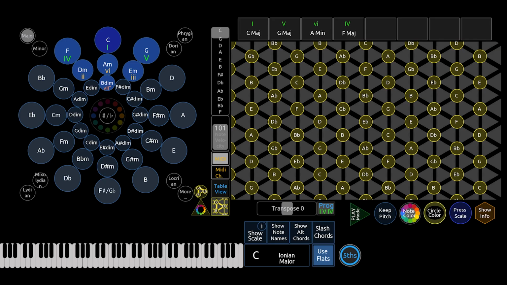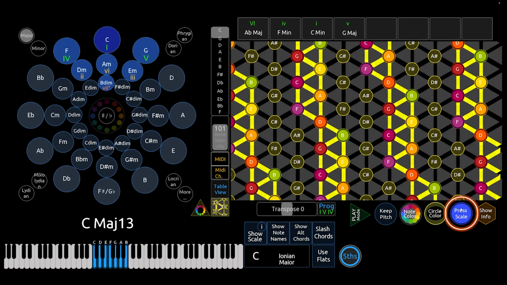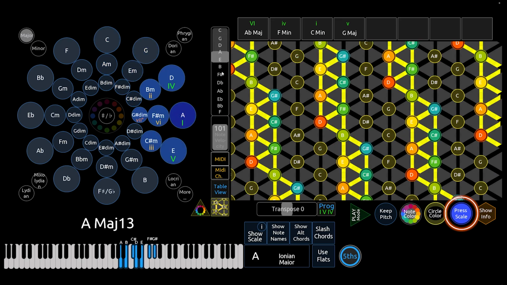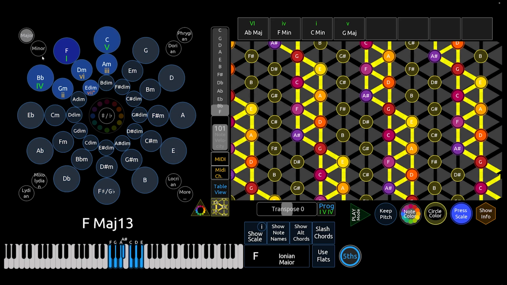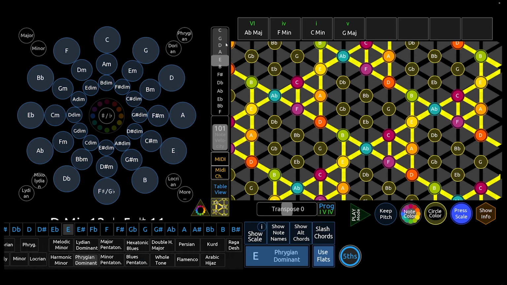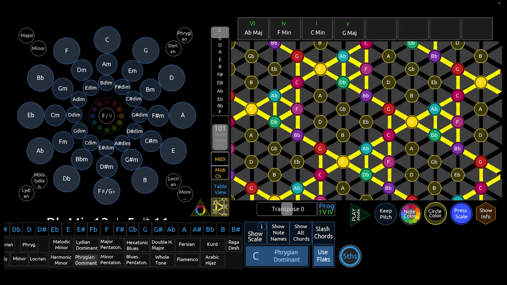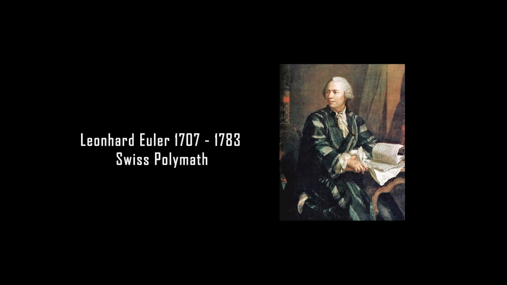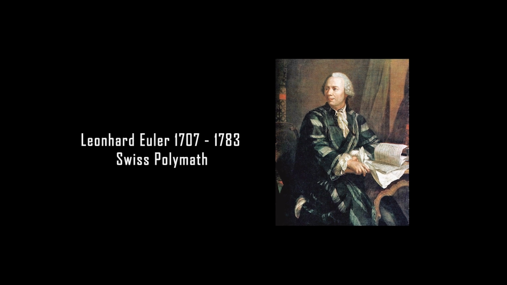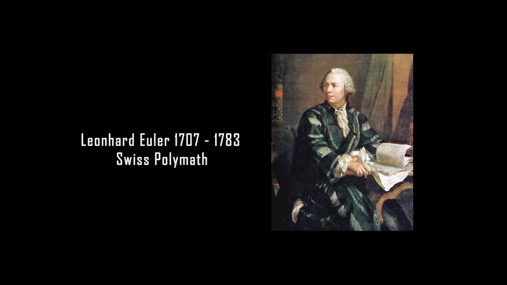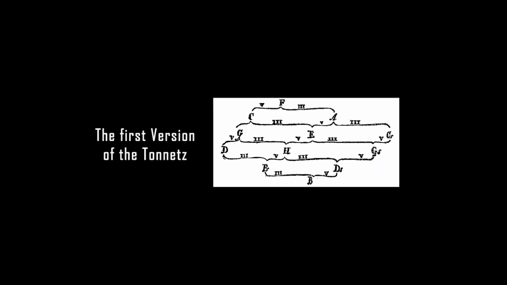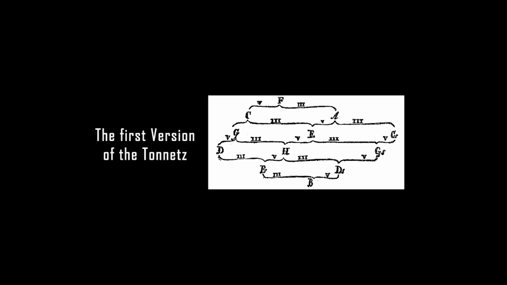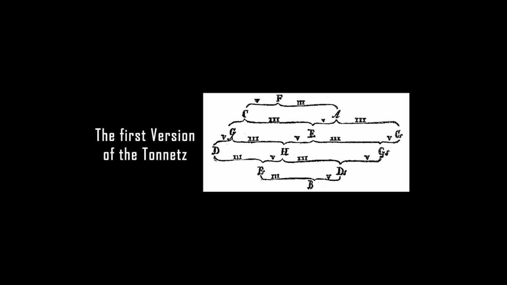By enabling the Press Scales button, you can even see how scales look inside the Tonnetz. Just be aware that changing keynotes takes a while to show up. The Tonnetz was invented by a Swiss mathematician called Leonhard Euler back in the 18th century. The first depiction of the Tonnetz by Euler was this tiny drawing of the tonal relationships.